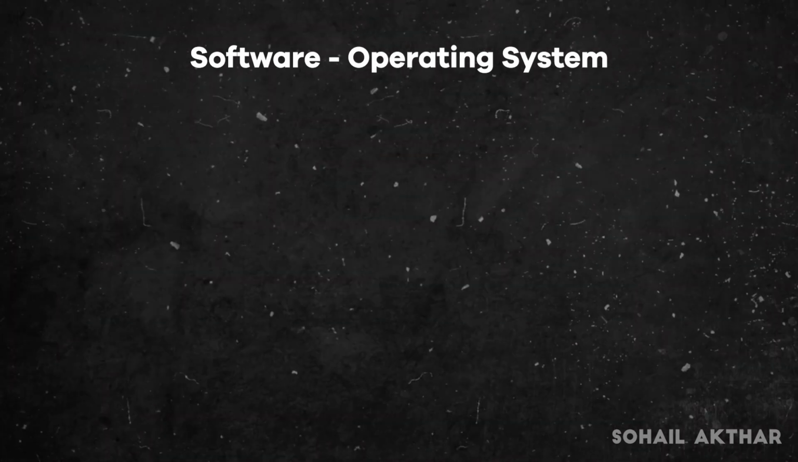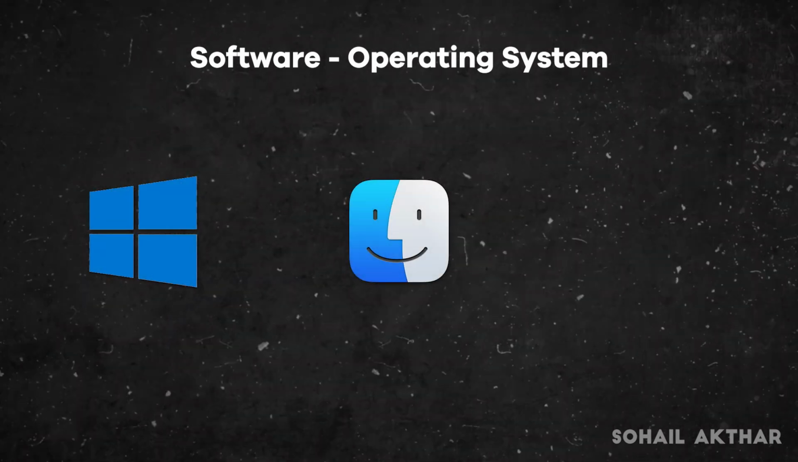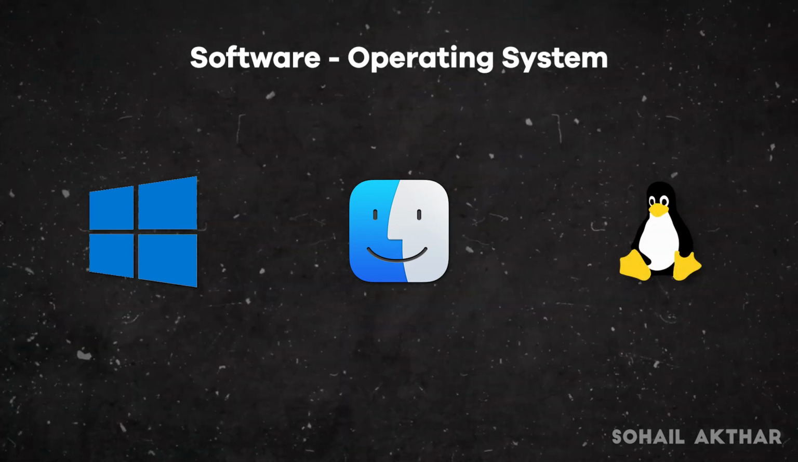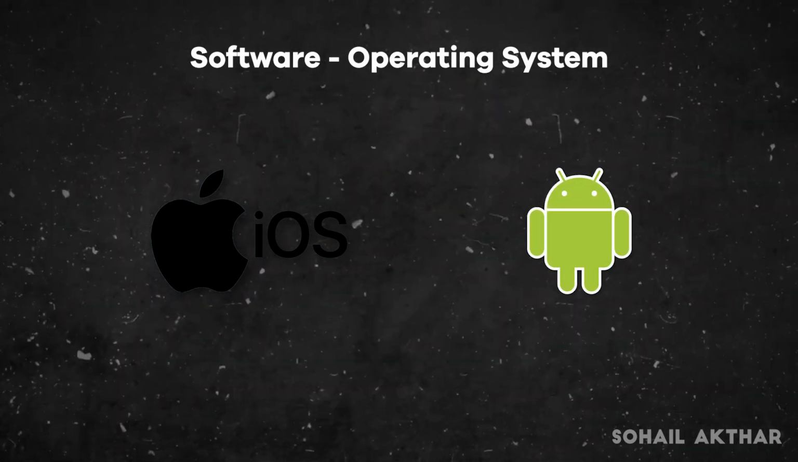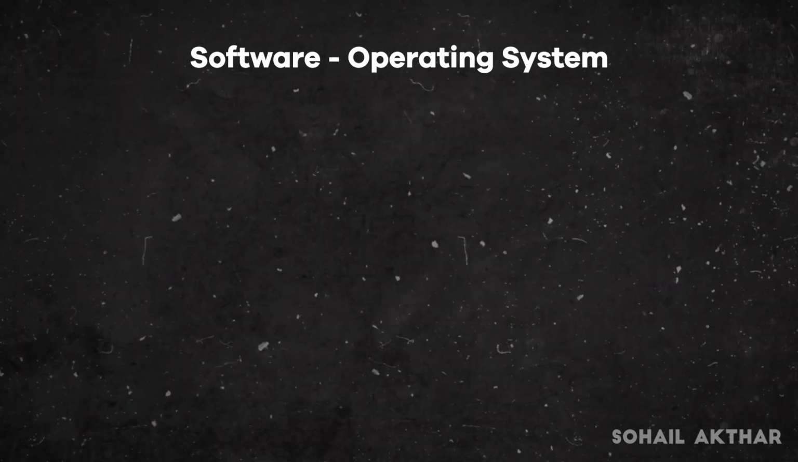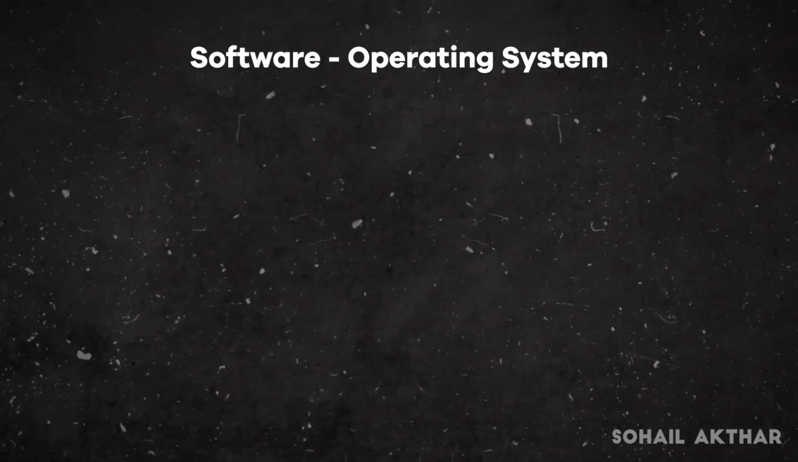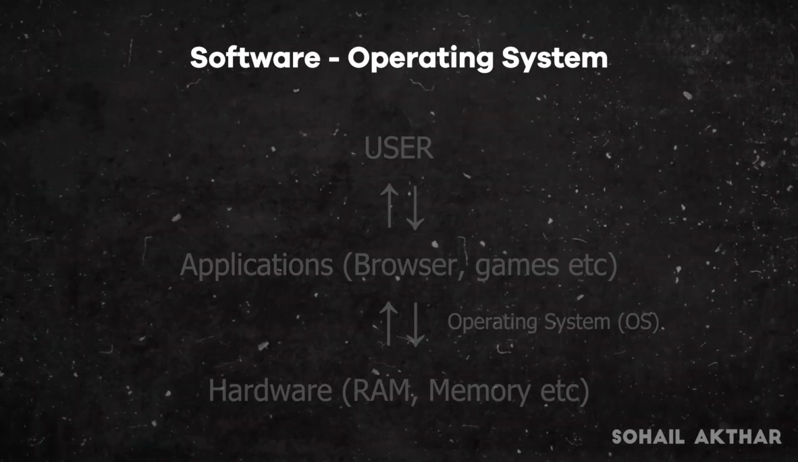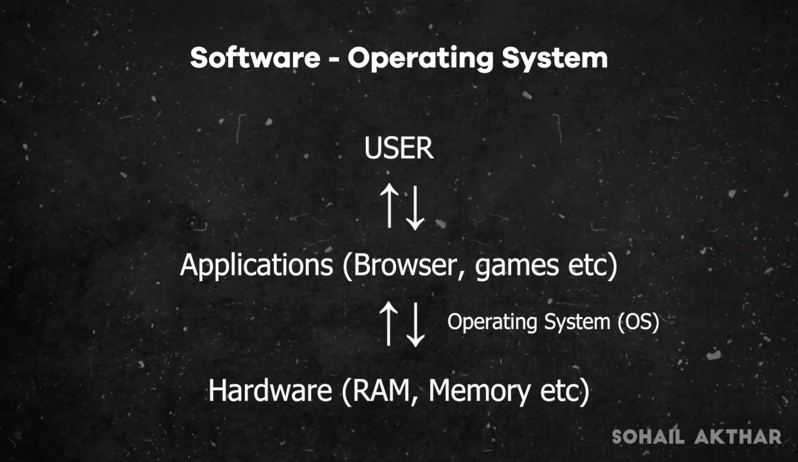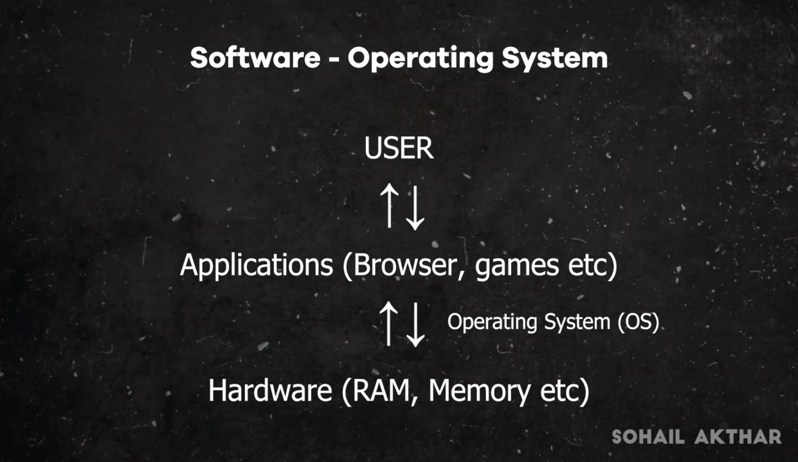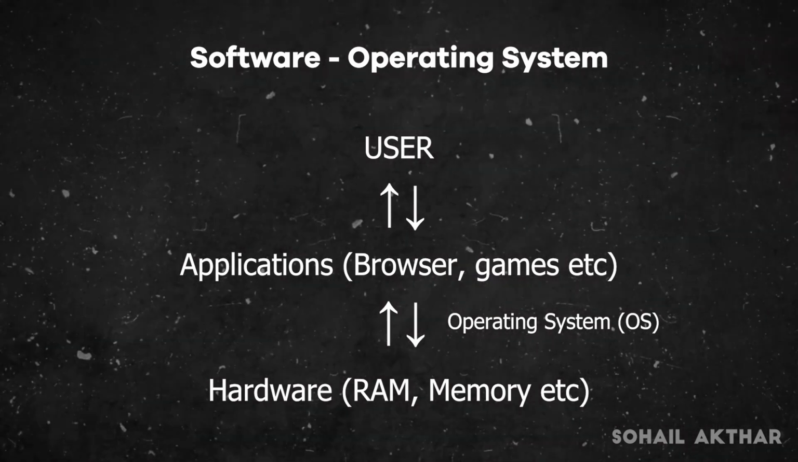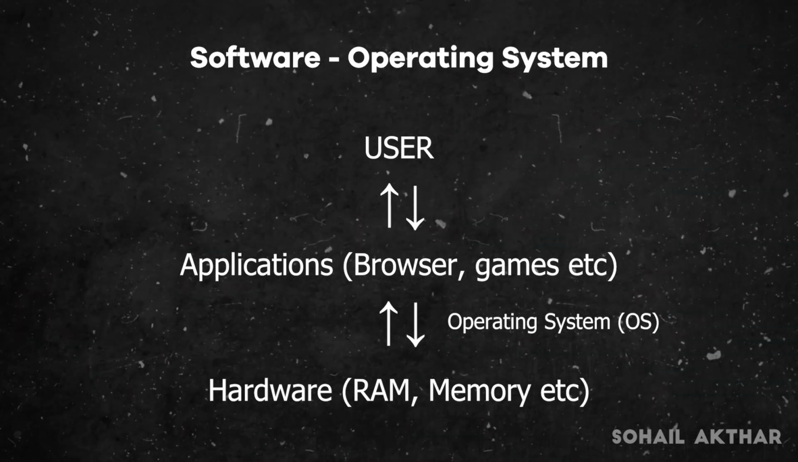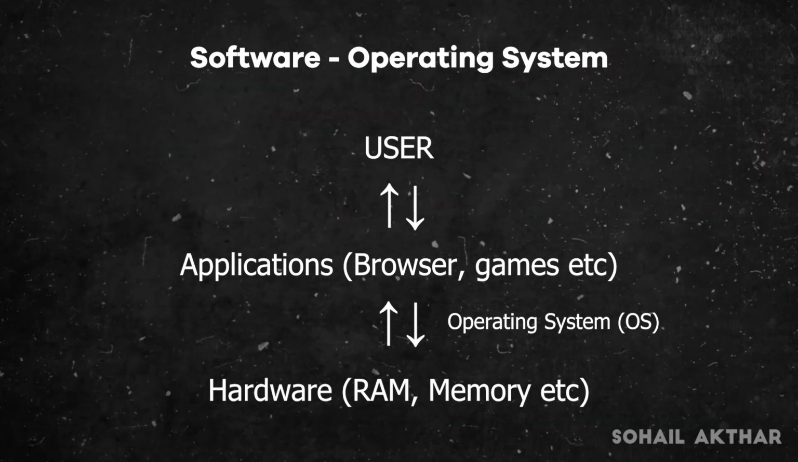Examples of operating systems include Windows, Mac OS, Linux, and Unix. And mobile operating systems include iOS and Android. Let's have a high level look at how an OS works. Imagine you have a smartphone. At the base, we have the hardware, the phone's processor, memory, and storage. The operating system acts as a bridge managing communication between the hardware and apps.